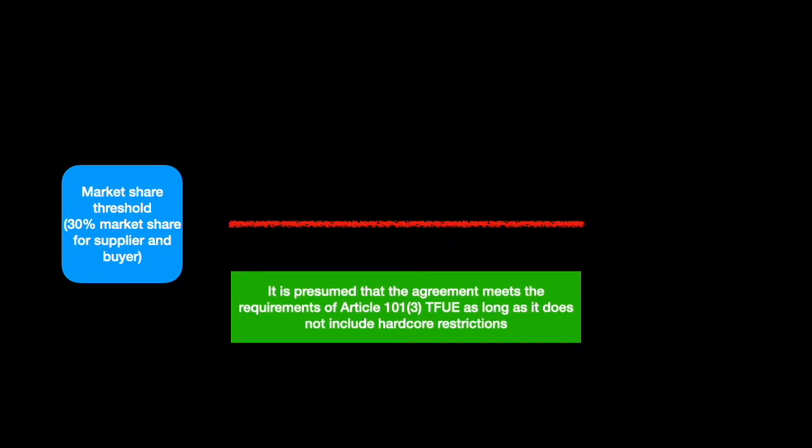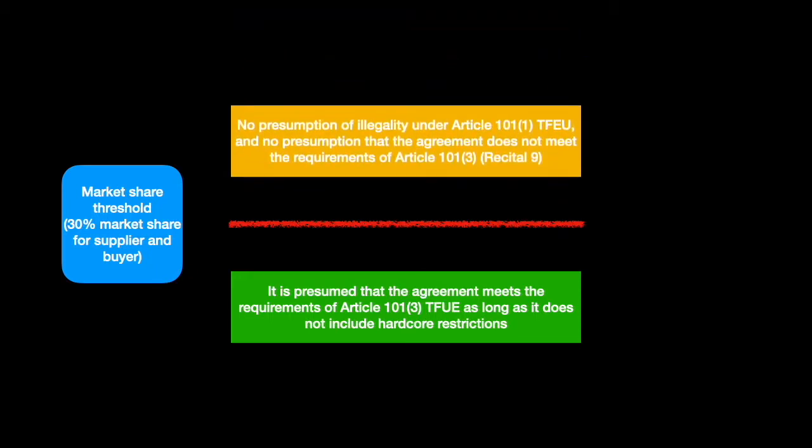So, in a sense, this market share threshold means that the agreement will be presumed to meet the requirements of Article 101(3) as long as it does not include hardcore restrictions and provided the market share does not exceed 30%. Well, but what happens if the market share of one of the parties is above 30%?